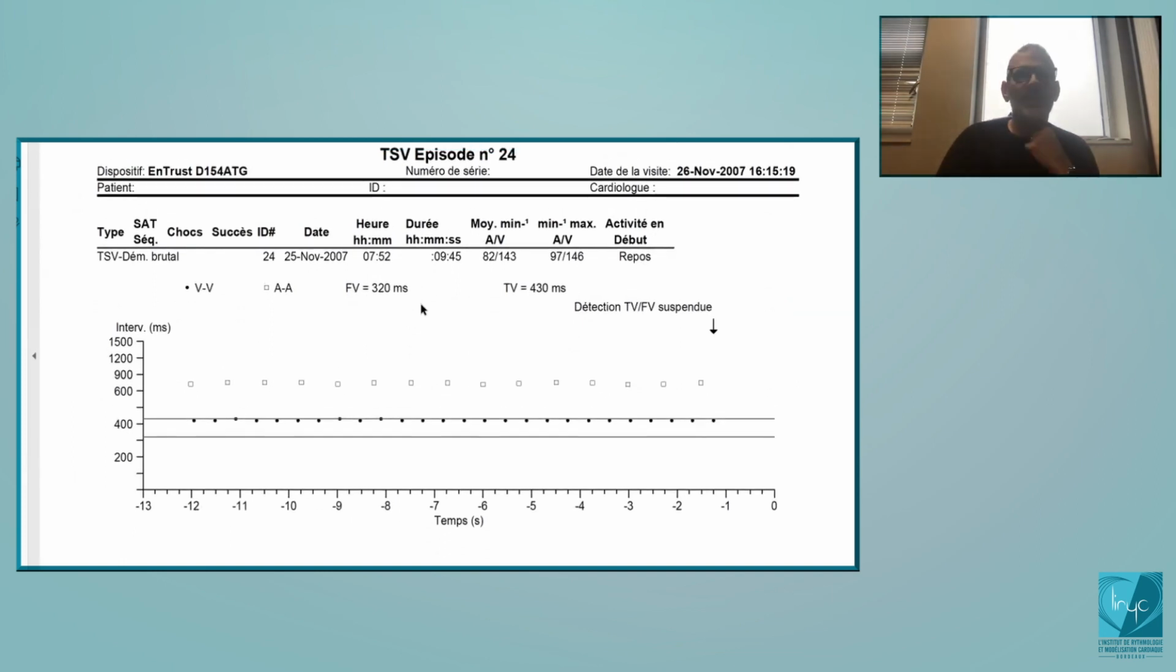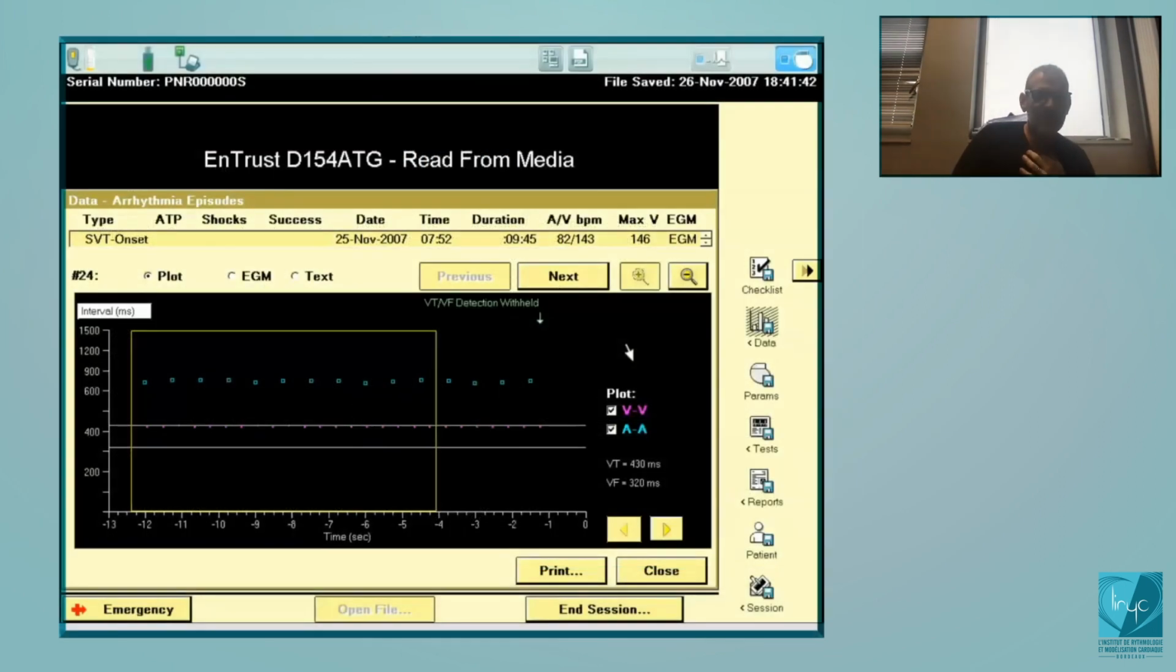Can you switch now to the tracing? Next one. So that's quite an old one also, but that's an example here, and you see on the tracing the dissociation between the atrium and the ventricles.